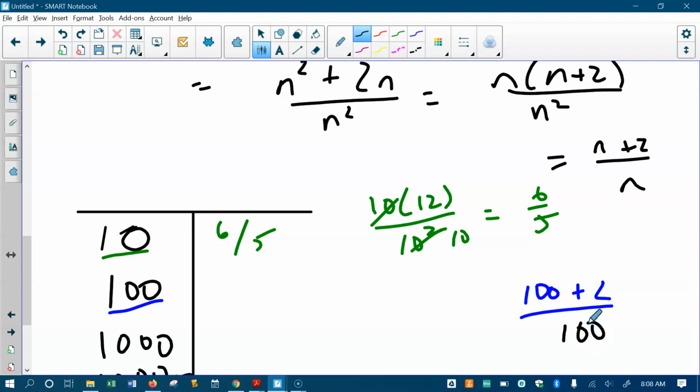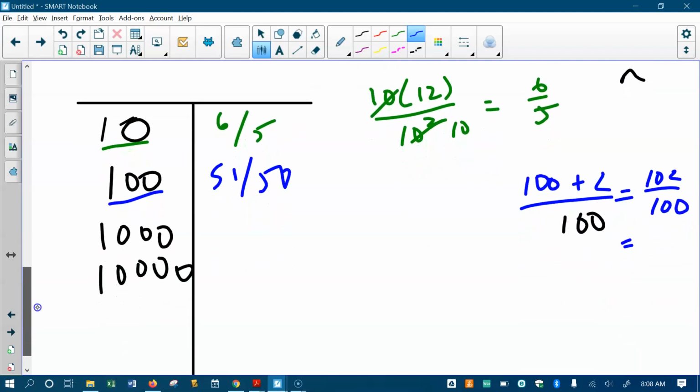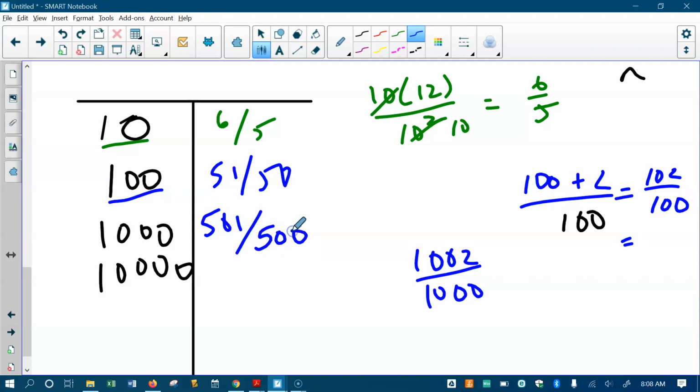Okay, 100 plus 2 over 100. This is for when n equals 100. I get 102 over 100, which I believe is 51 over 50. For 1,000, I'm going to see a pattern emerge in a second. Again, my formula was n plus 2 over n, so I'll get 1,002 over 1,000. I believe that's going to be 501 over 500. Okay, kind of seeing a pattern here. And then that means that this is probably going to be 5,001 over 5,000.